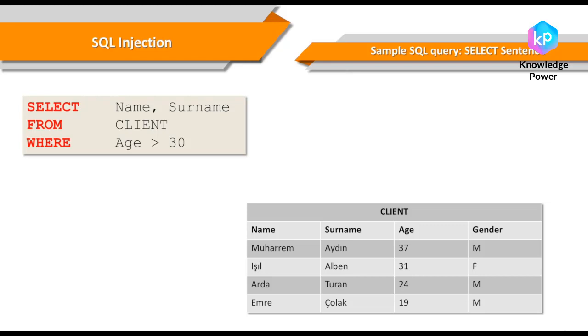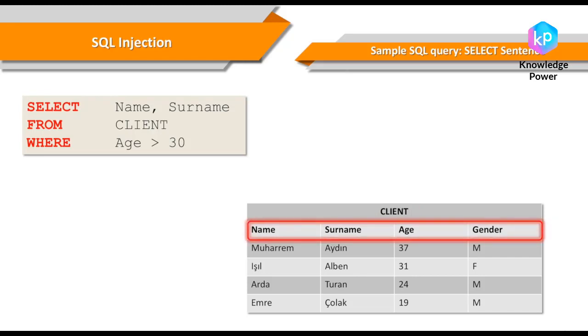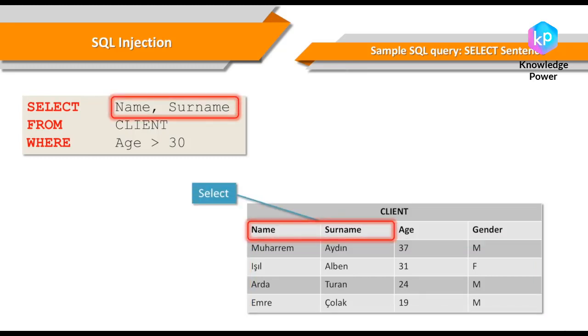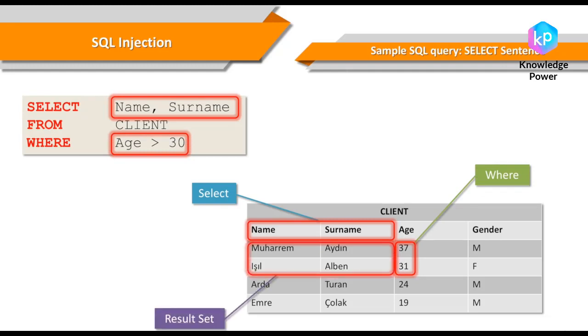In the example shown on the slide, we have a table named Client. The Client table has 4 fields: name, surname, age, and gender. There are 4 records in the client table. In the select sentence, we want name and surname fields of the client table records, where the value of the age field of the records is greater than 30. So the result of this select sentence will be the name and surname values of these 2 records.